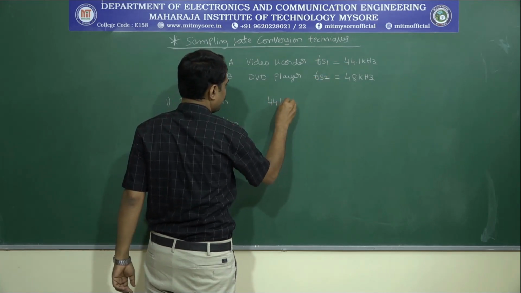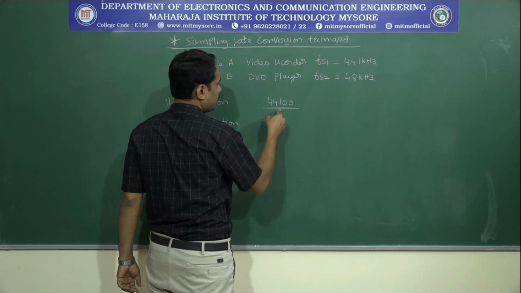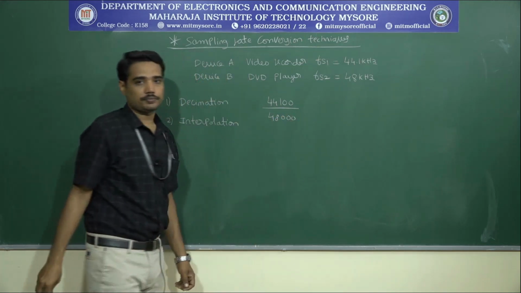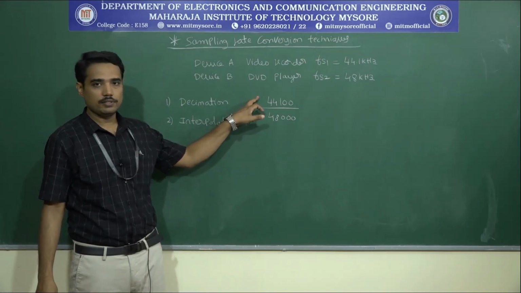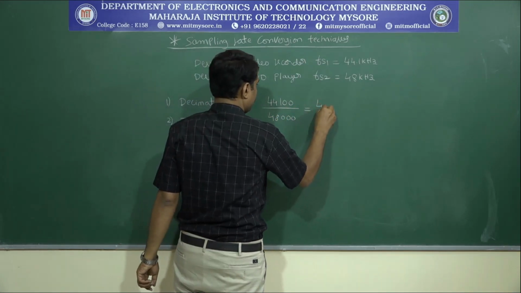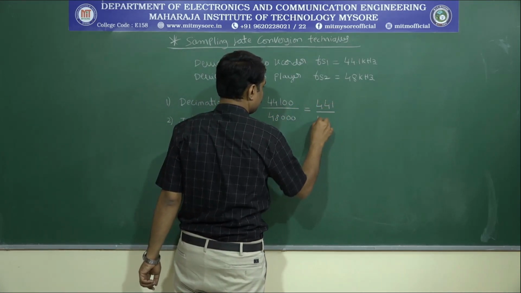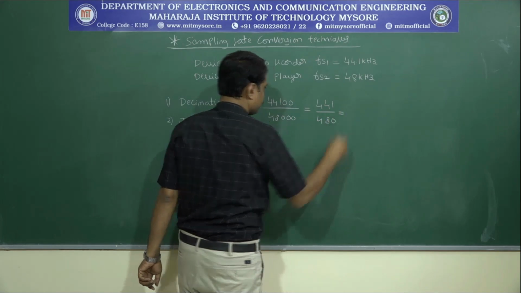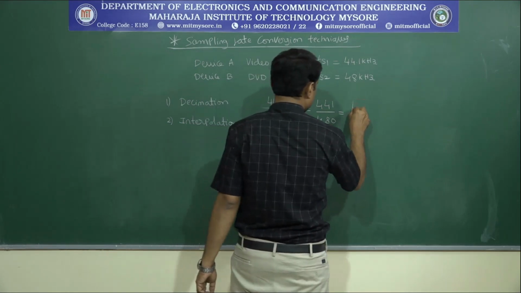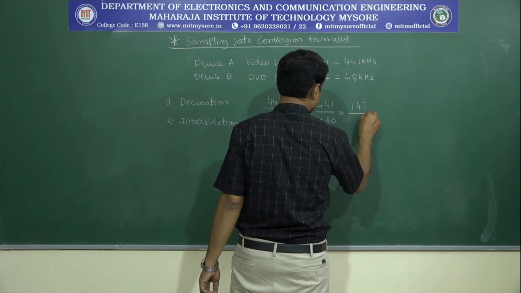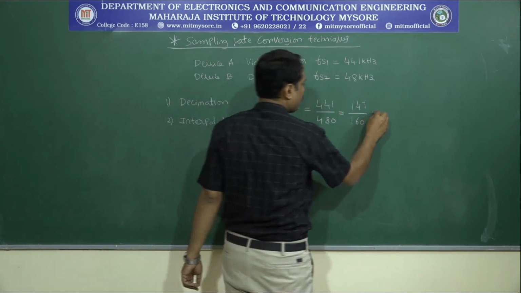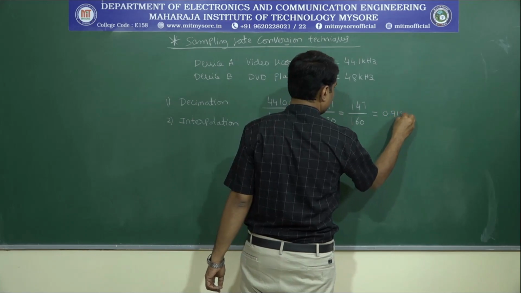44.1 kilohertz can be written in terms of hertz like this, and 48,000. Device A frequency, device B frequency. If you factorize this value, that gives... if you further factorize, you will get... and finally we get 0.9.